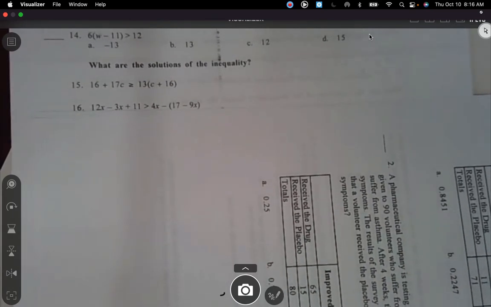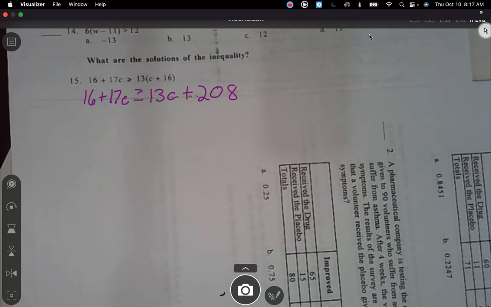Okay. Number 15, let me see. Okay, this is fine. What do you do when there's a number outside of parentheses? Distribute, you multiply. So I'm just gonna bring this side down. And that's 13C plus, was that 208? Is that what y'all got yesterday? Okay. Then what do I do? I have C's on both sides, so I have to move one. Which one did y'all move? 17, sorry. I moved 13.